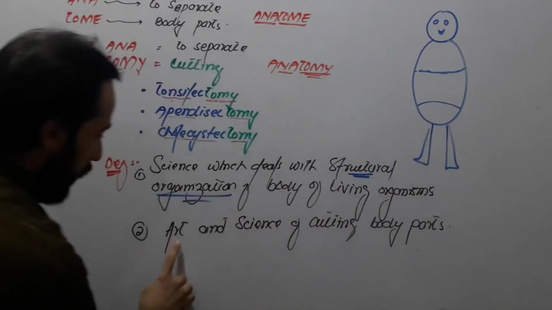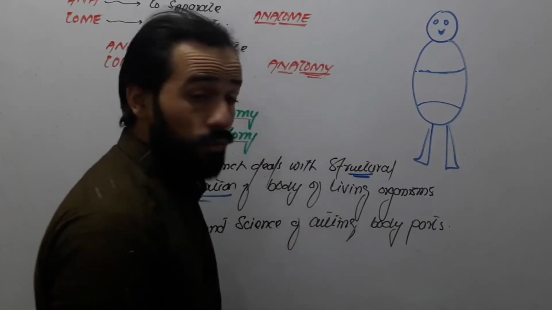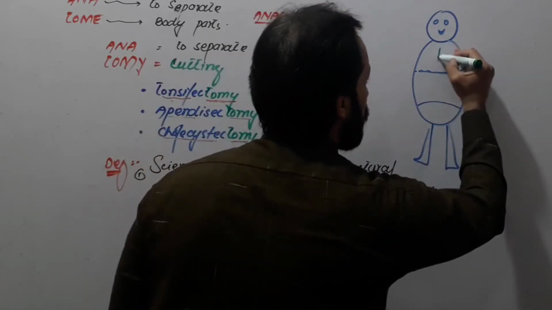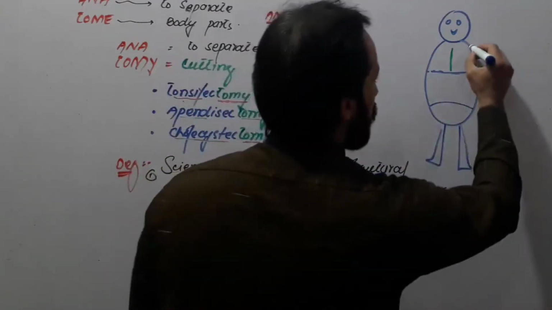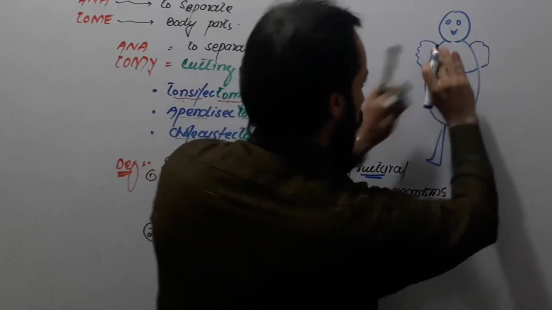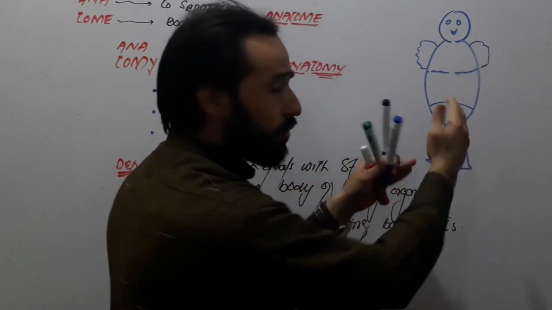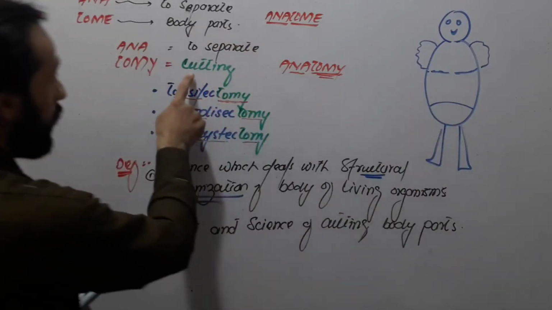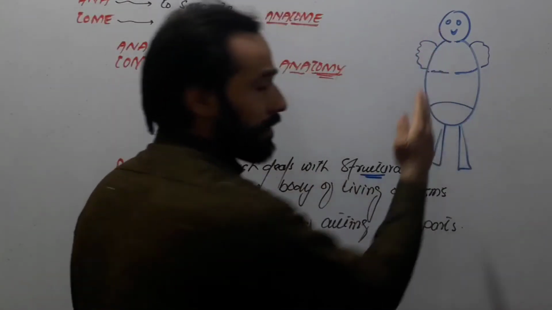Look carefully. The art and science of cutting body parts. If we want to know where the heart is, we have to dissect the thoracic cavity. If we dissect the thoracic cavity here, we put one part on that side and one part on this side. We have dissected and opened it, right? So when we are going to dissect this, what are we doing? Actually, we are doing anatomy. Anatomy means to dissect. Anatomy means to cut.